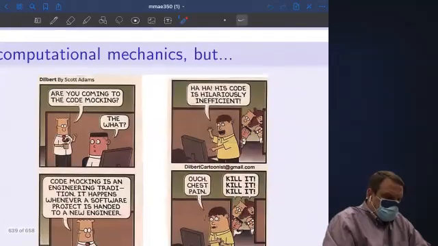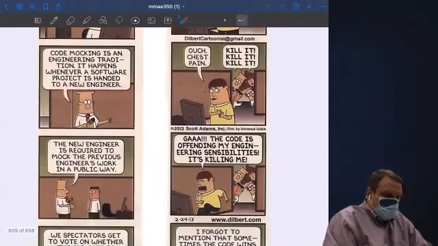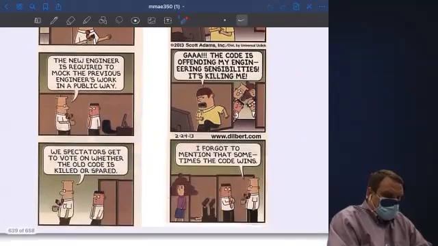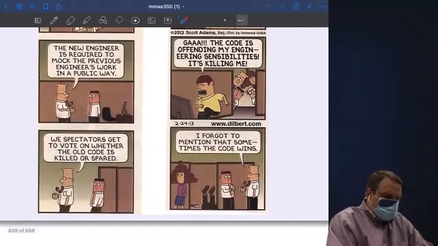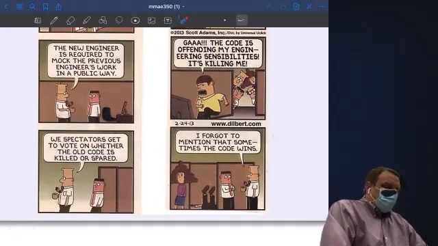Haha, his code is hilariously inefficient. Ouch, chest pain, kill it, kill it, kill it. Ah, the code is offending my engineering sensibilities. It's killing me. I forgot to mention that sometimes the code wins.